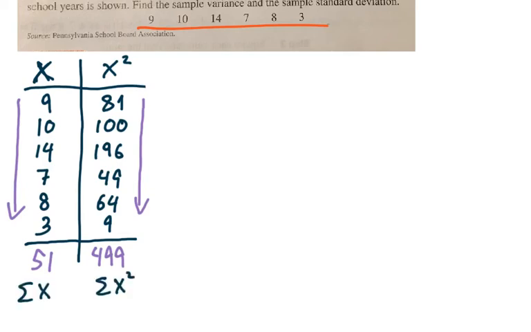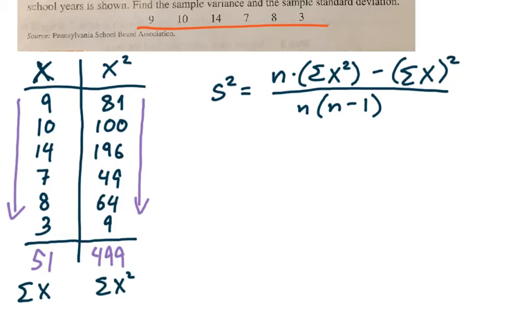The first one is the sum of the x's, and the second one is the sum of the x squared values. The next thing that we would do is write down the formula that we're going to be using. So we're going to be using s squared is equal to n times the sum of the squares minus the sum of the values squared, all divided by n times n minus 1.